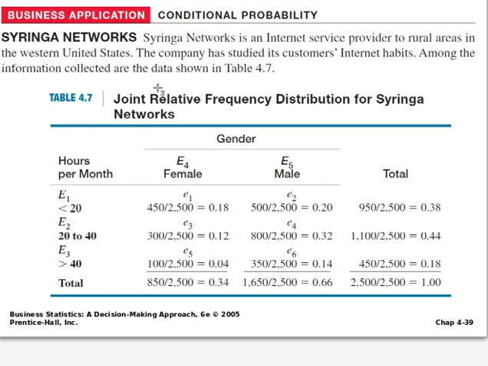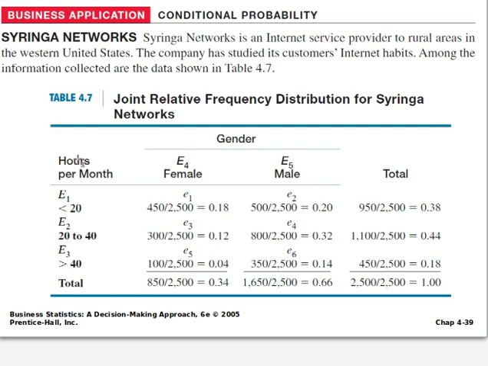Now let's have a business application of conditional probability. Syringa Networks is an internet service provider to rural areas in the western United States. The company has studied its customers' internet habits. Among the information collected are the data shown in Table 4.7. This is the joint relative frequency distribution for Syringa Networks.